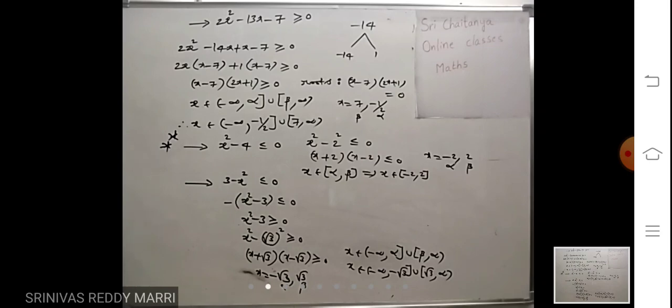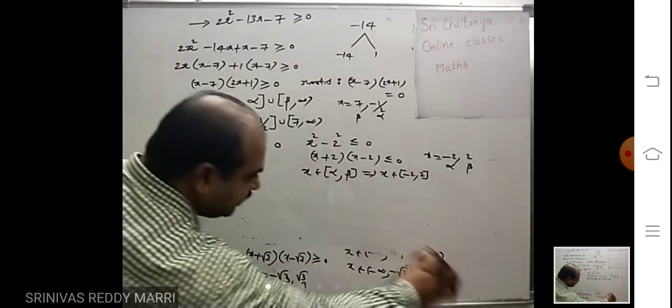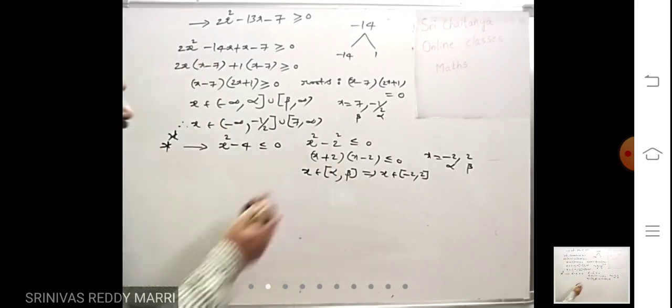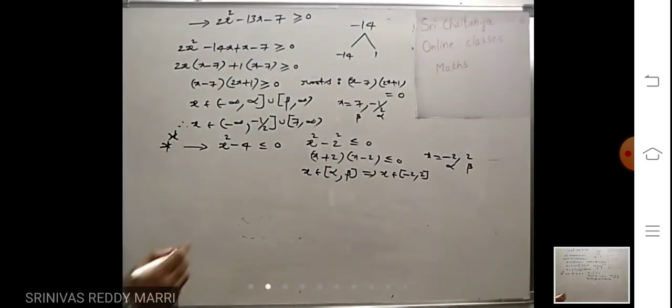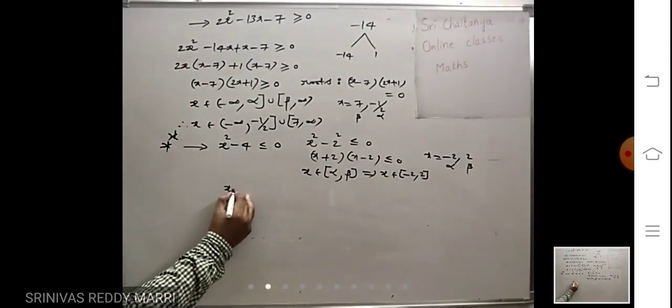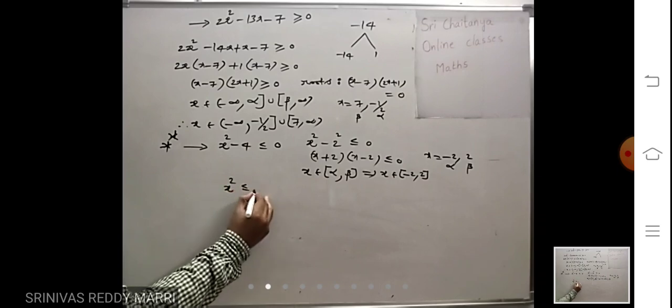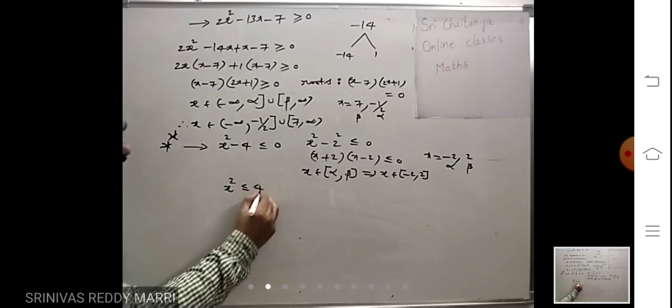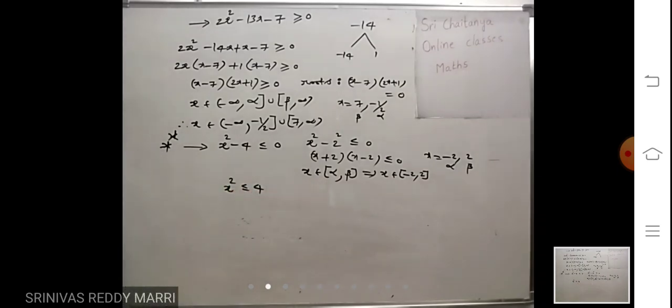Some people will do like this. Look, I am explaining. Look at this, this we have factorized. Now some people will do like this. Look at this, this is a mistake. Some people will write like this, right?